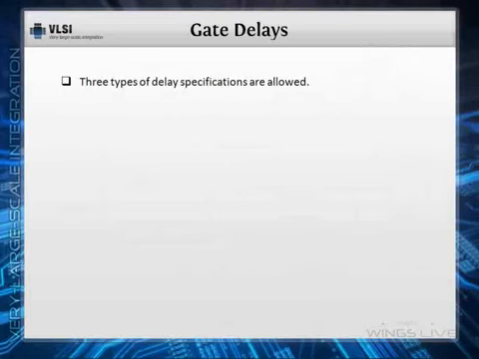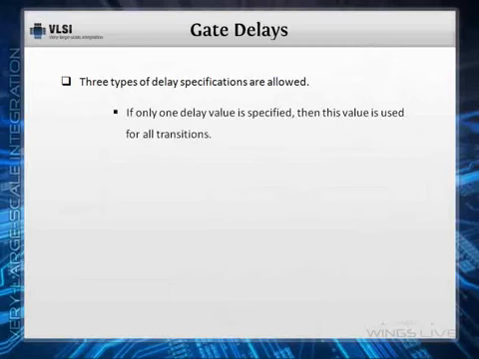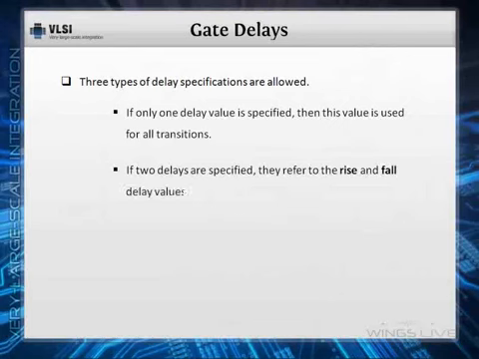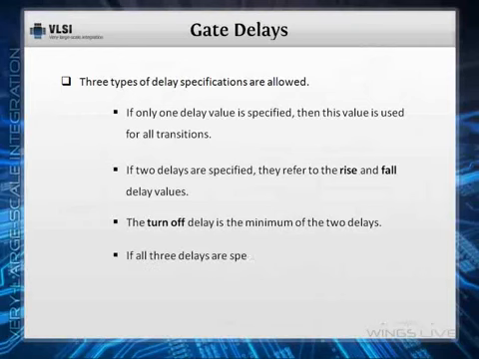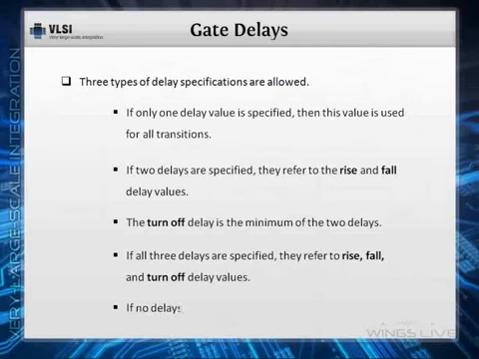Here, three types of delay specifications are allowed. If one delay value is specified, then this value is used for all transitions. If two delays are specified, they refer to the rise and fall delay values. The turn-off delay is the minimum of the two delays. If all three delays are specified, they refer to rise, fall, and turn-off delay values. If no delays are specified, well, the default value is 0.